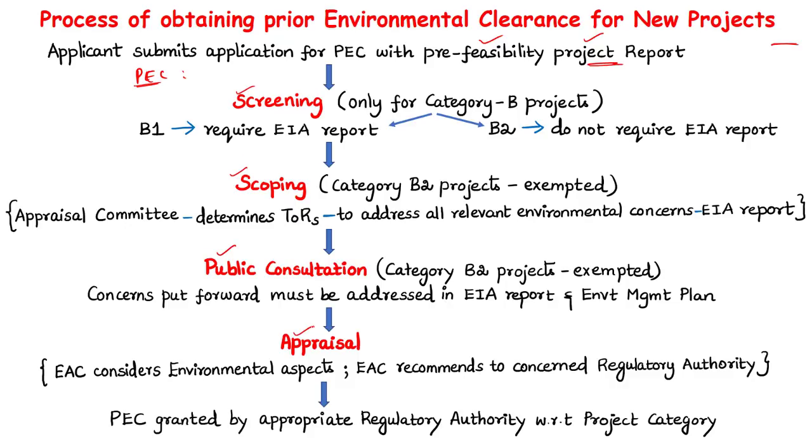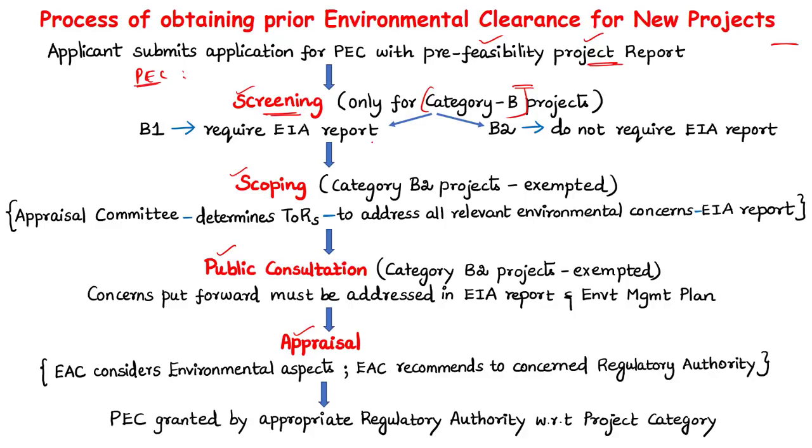Know that the process of screening is only for Category B projects. The state expert appraisal committee will determine whether the project requires further environmental studies. Such studies are for preparation of an environmental impact assessment for the appraisal. The projects requiring an environmental impact assessment report shall be termed Category B1, and remaining projects shall be termed as Category B2 projects.